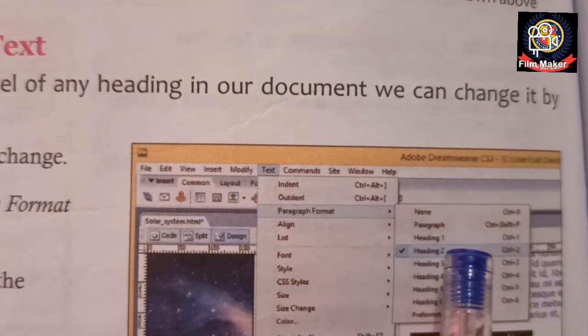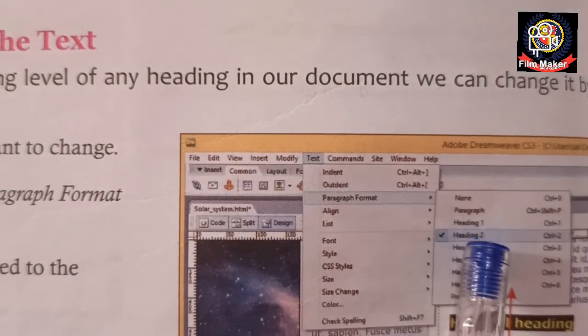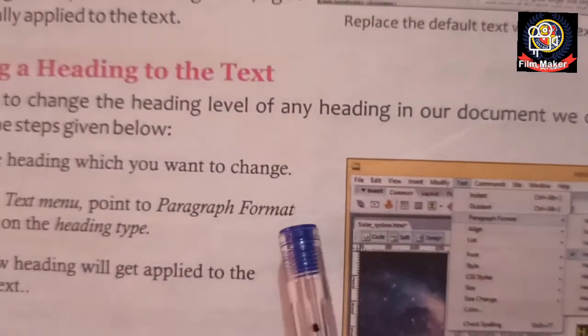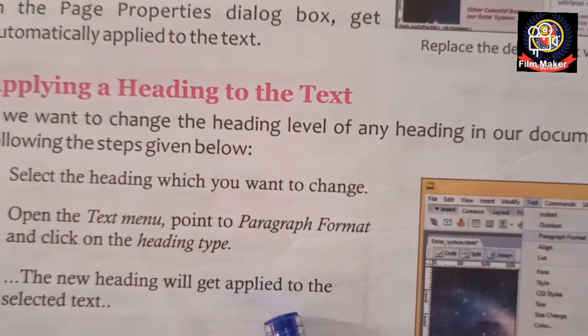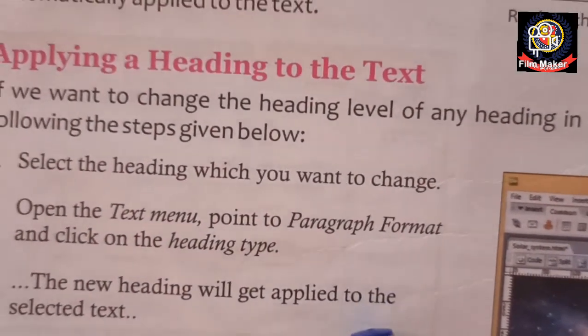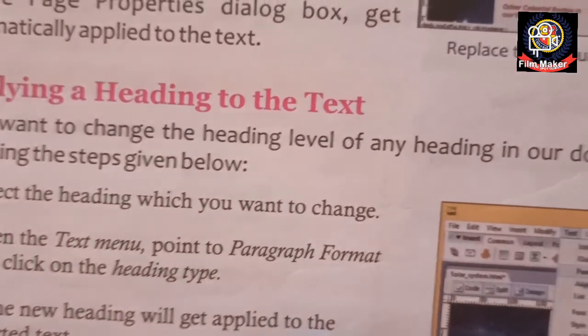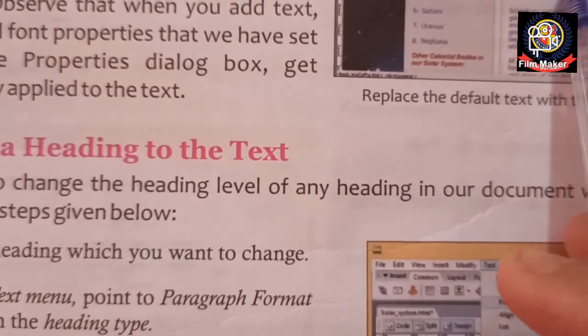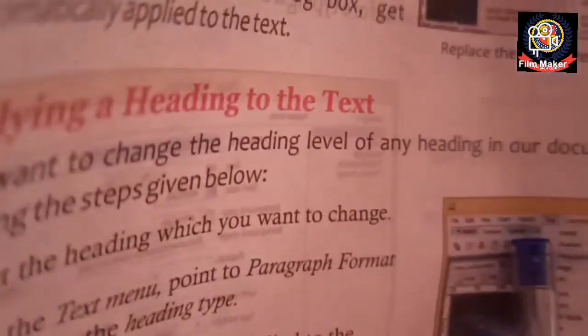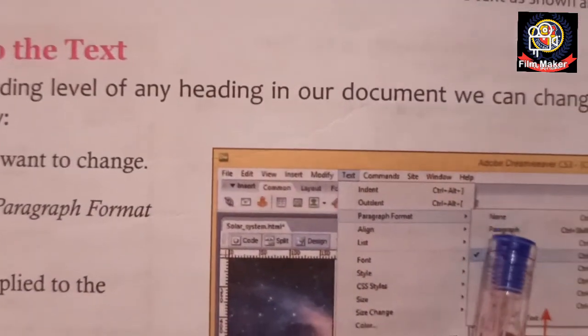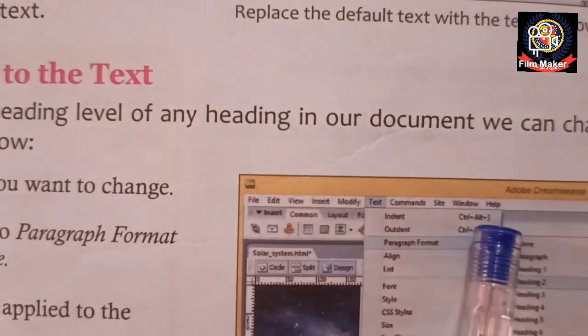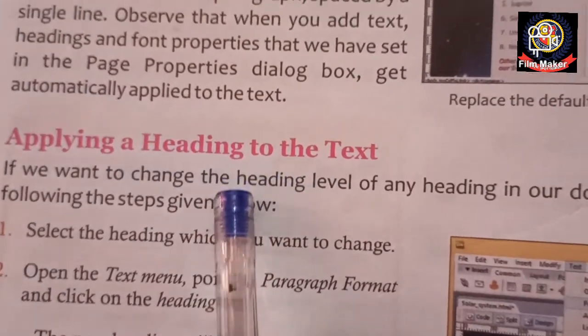Here you can select the heading, and so like here we have selected the heading, that is H2 heading, so that whatever you have applied, that will be applied to the text that you have selected. Means whatever the text I have already written, just select it and then go to the text option, and then in the paragraph format select the heading. Whatever the heading you have selected, that will be applied to the text. Okay, so this is how we can apply the heading to the text.